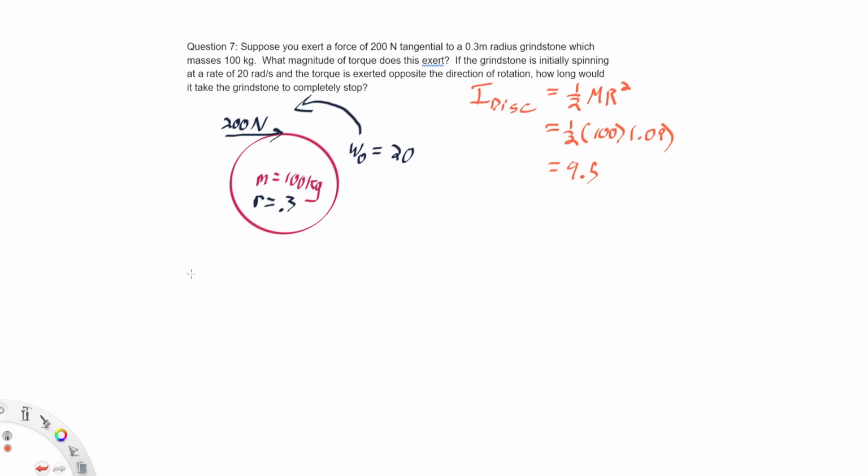Once we have that set up, we can use the impulse momentum theorem for rotation. A change in angular momentum is equal to a torque applied for a time. We're going to stop the grindstone, so our change in angular momentum is 0 as our final, minus our initial, which is I omega. We're causing a negative torque on this thing, so negative 200 times 0.3, that's the torque. Force times the distance from the axis of rotation, since this thing is rotating about its center, times delta t.